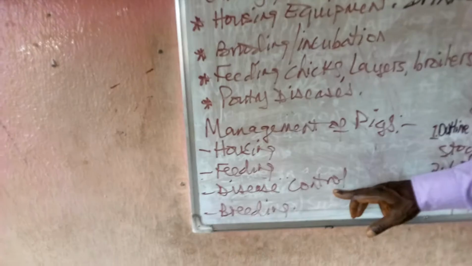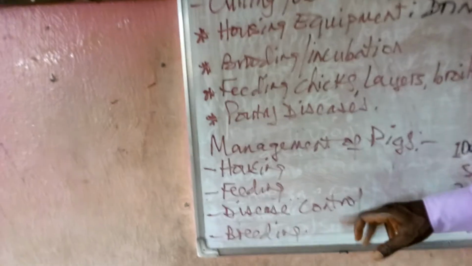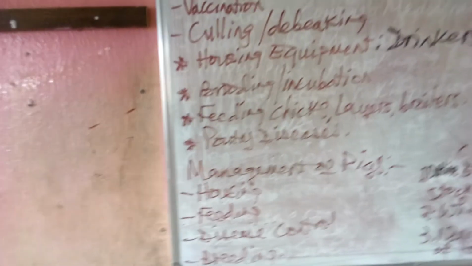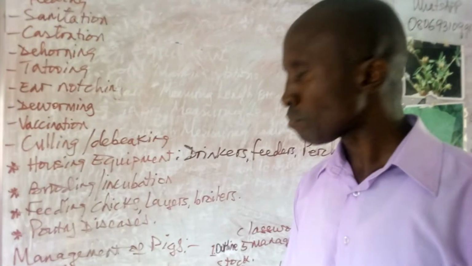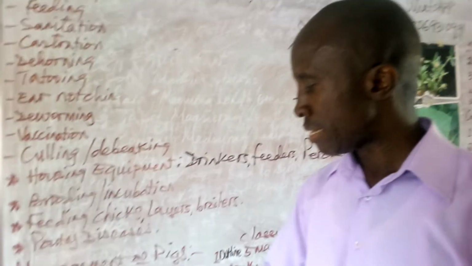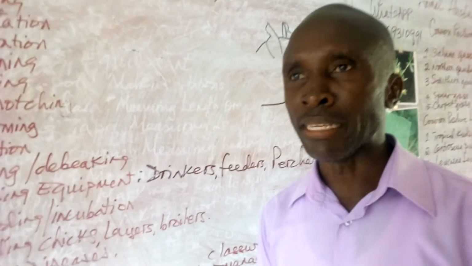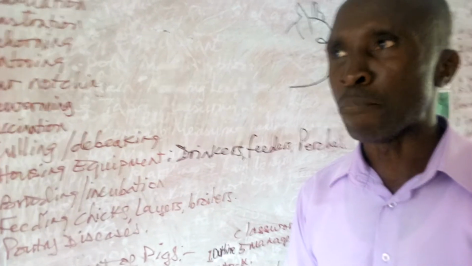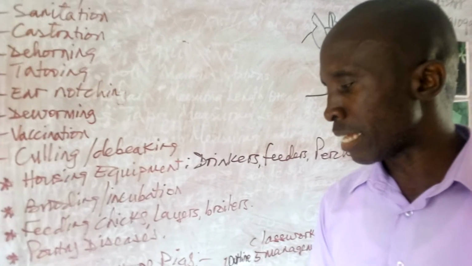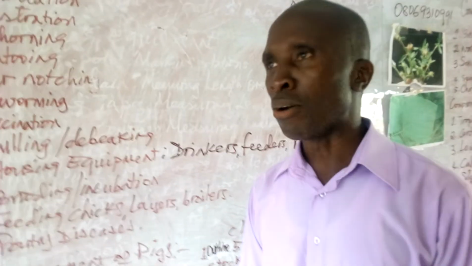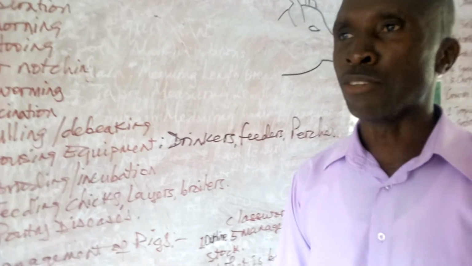Disease control of pigs. Pig diseases can be controlled by treatment using antibiotics. The viral diseases can be controlled using vaccination. Examples of diseases of pigs include anthrax, brucellosis, and many others. Then breeding. Breeding is another management practice of pigs. Breeding is the rearing of an animal so that through mating it can produce better varieties which are better than the existing ones. There are three types of breeding: crossbreeding, inbreeding, and outbreeding. All these lead to the production of exotic breeds.